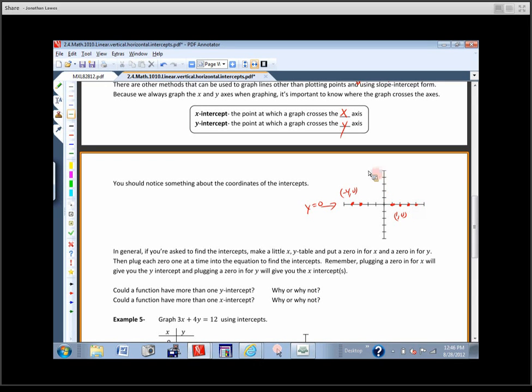And if I were looking at any point on the y-axis, every single one of those has an x coordinate of what? 0, because you didn't go right or left. You stayed on the y-axis. Okay?